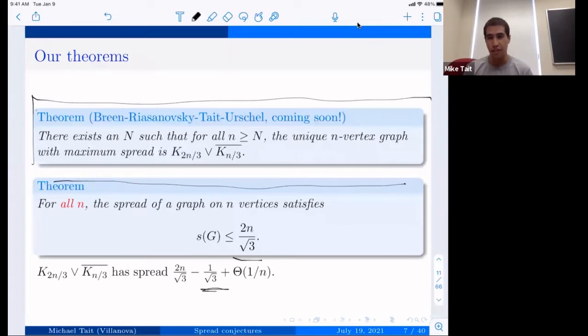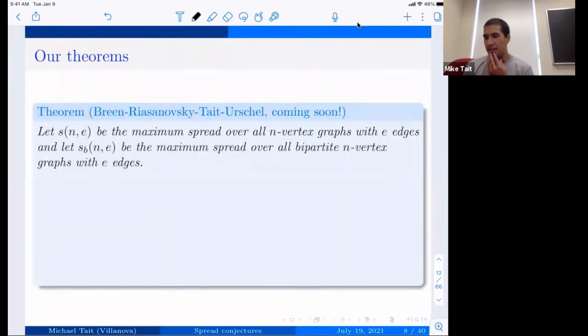Okay, so the first conjecture is true, and the second conjecture, I'm going to rephrase it slightly. So let me say this notation. S_n(E) is the maximum over all graphs with E edges, and S_B_n(E) is the maximum over bipartite graphs with E edges. And so the second conjecture, the bipartite spread conjecture, says that these two quantities are equal, right? And so our second theorem is we gave an upper bound for this difference between the two. So their conjecture says that this difference should be 0. And we gave an upper bound that looks like this.